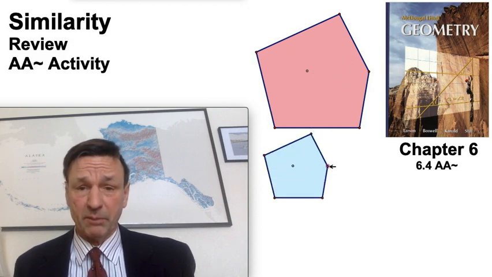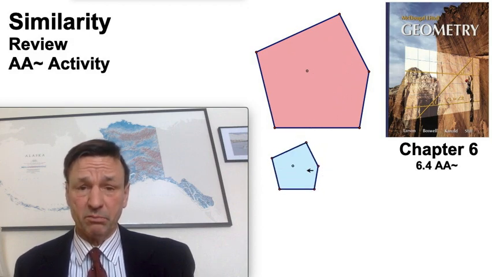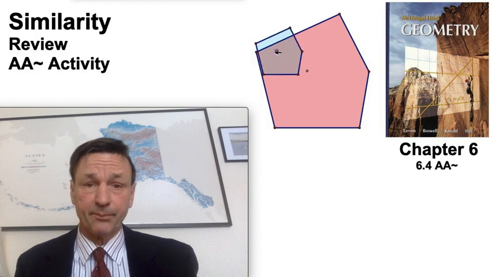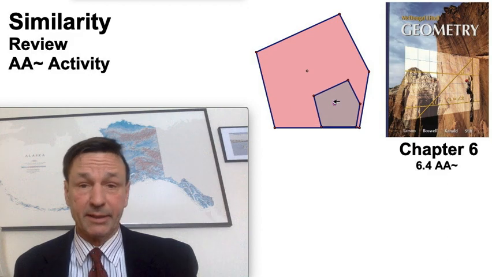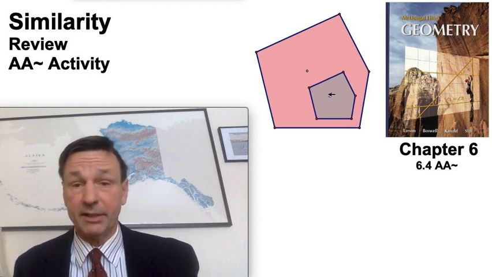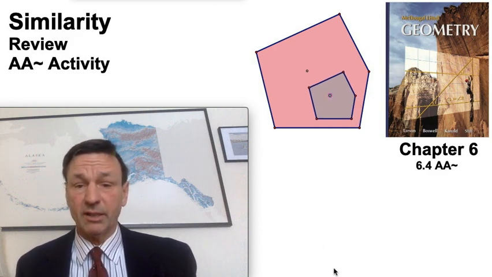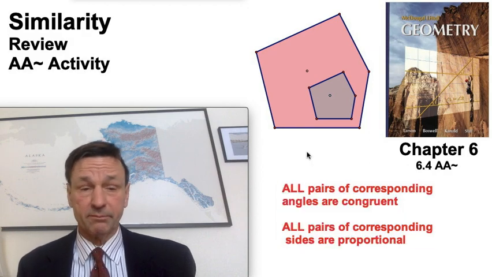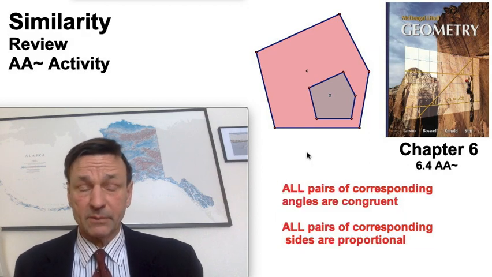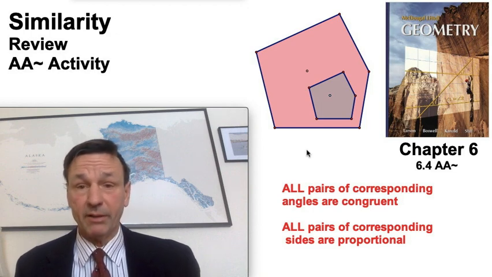So let's suppose I made it so that each of the red sides is roughly twice as big as the corresponding blue side. Those figures are similar. And that's really what you've learned. That's it. It's pretty simple when we're talking about polygons.